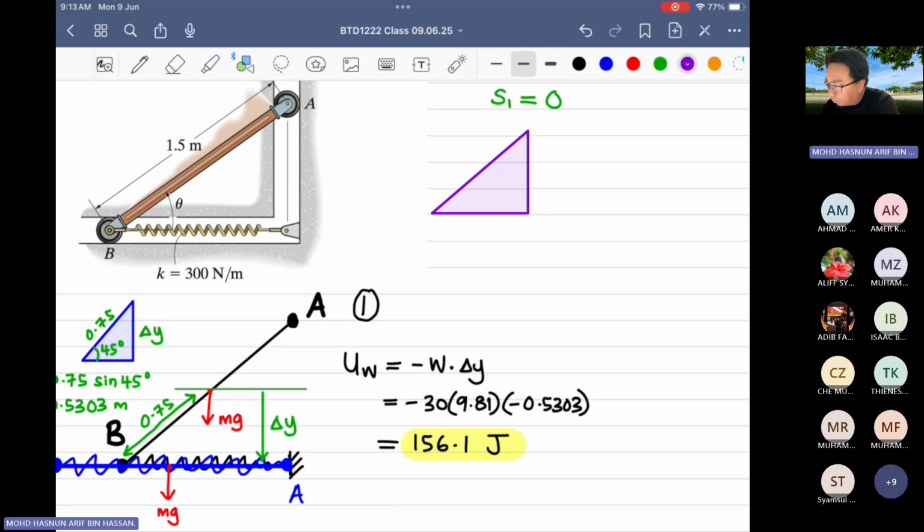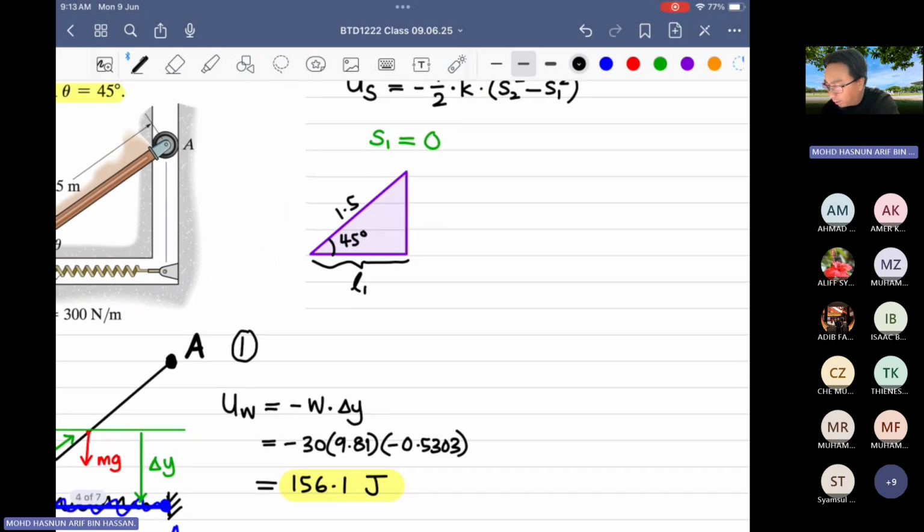Okay, now we know that this is 1 point, we know that this is 1.5, the hypotenuse. What we want is this one. This is L1. Okay, this is L1. And we know that this angle is 45 degrees. So earlier, when we wanted to get the vertical length, we used sine. In this case we can use cos.